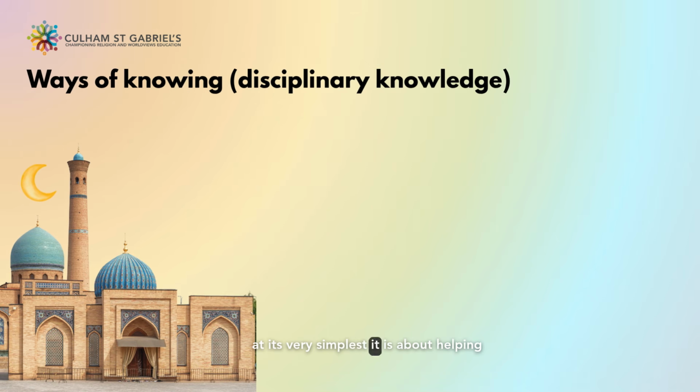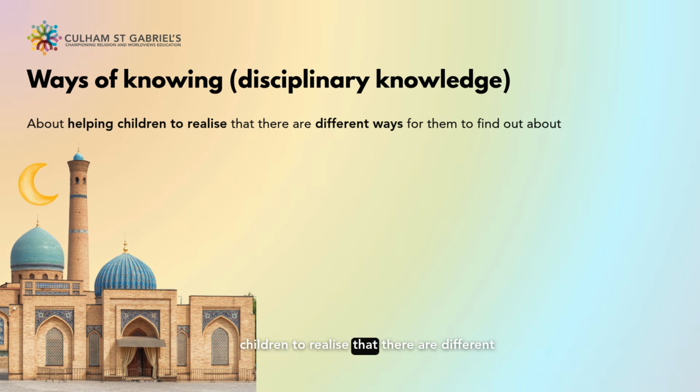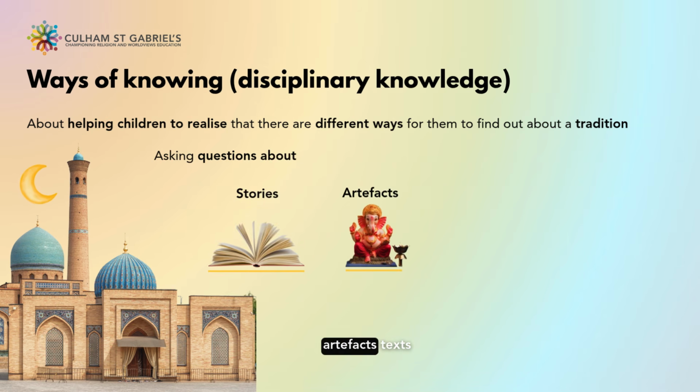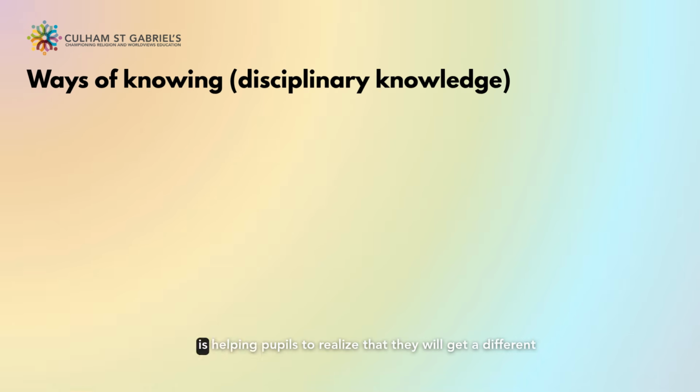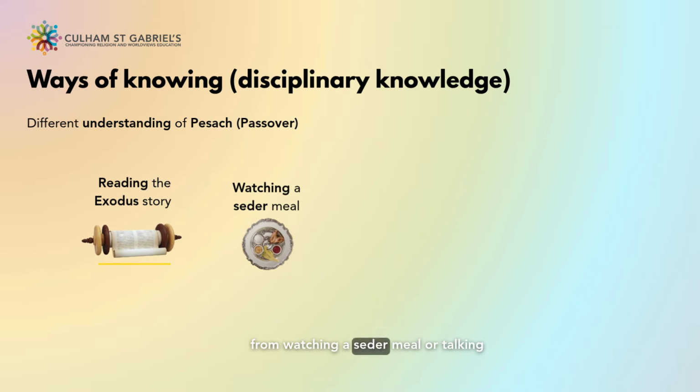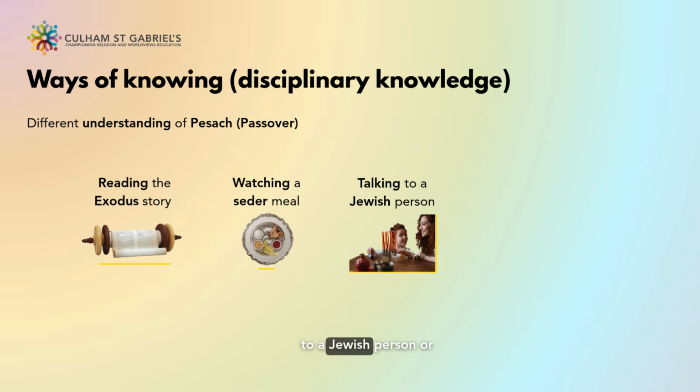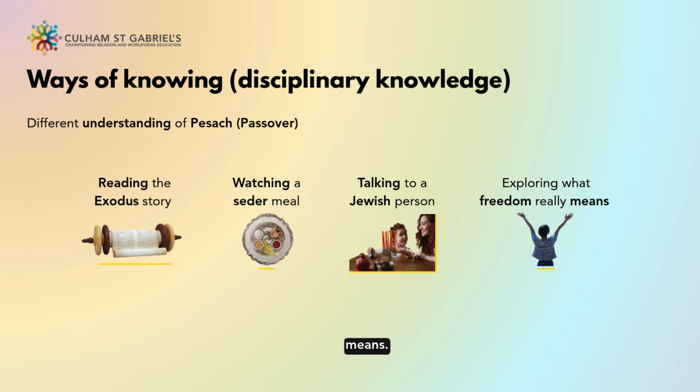At its very simplest, it is about helping children to realise that there are different ways for them to find out about a tradition, such as asking questions about stories, artefacts, texts, and how people live. It is helping pupils to realise that they will get a different understanding of Pesach, Passover, from reading the Exodus story, or from watching a Seder meal, or talking to a Jewish person, or exploring what freedom really means.